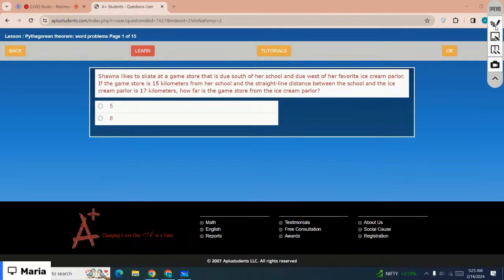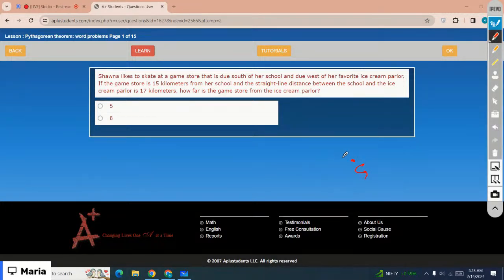Okay, that is the game store, due south of her school, right? This is the school and this is the ice cream parlor. Okay, so the game store is 15 kilometers from school, and the straight line distance between the school and the ice cream parlor is 17. How far is the game store from the ice cream parlor? You have to calculate this distance. So which is the correct option?